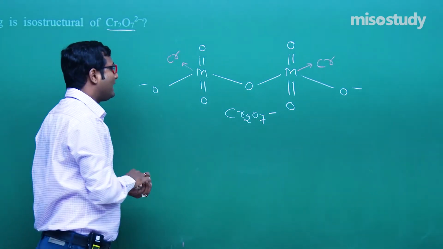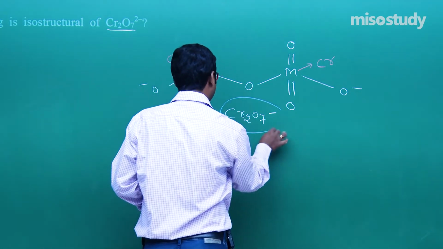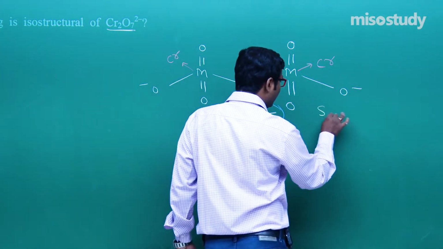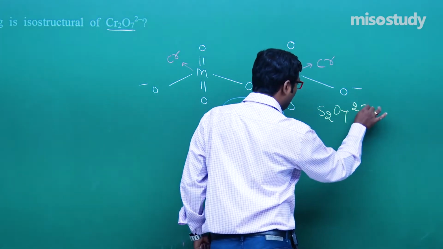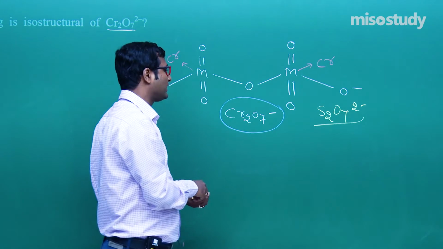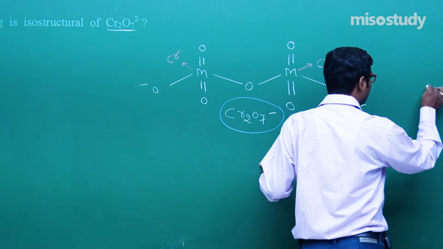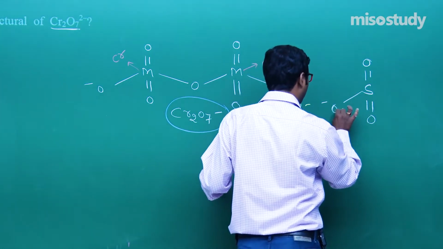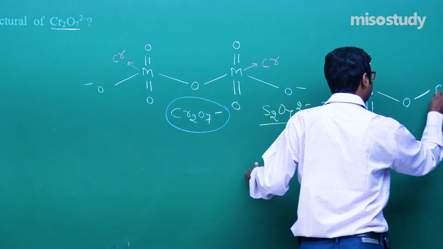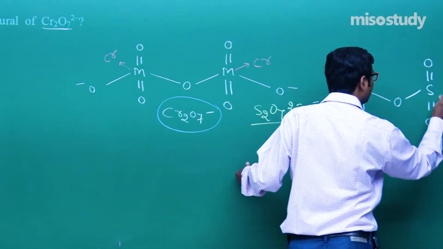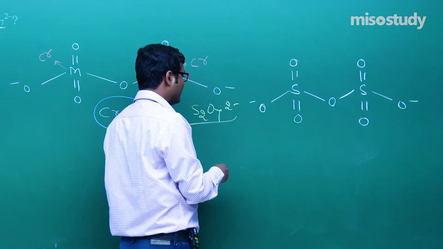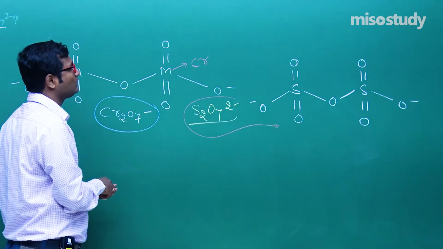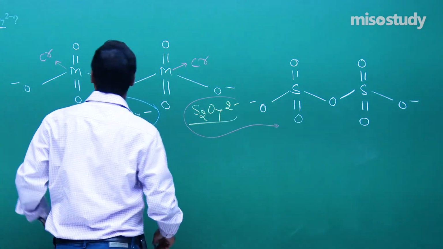Clear to you? Now compare which one has the same structure as Cr2O7. If I check the first option, S2O7 2 minus, then what will happen? Check it out. Look at, if I draw the structure of S2O7, it has a structure like this, O minus, then S, O, then O, then O minus. Clear to you? This is the structure of S2O7. Now compare this structure, both have similar structure, and the question is isostructural.